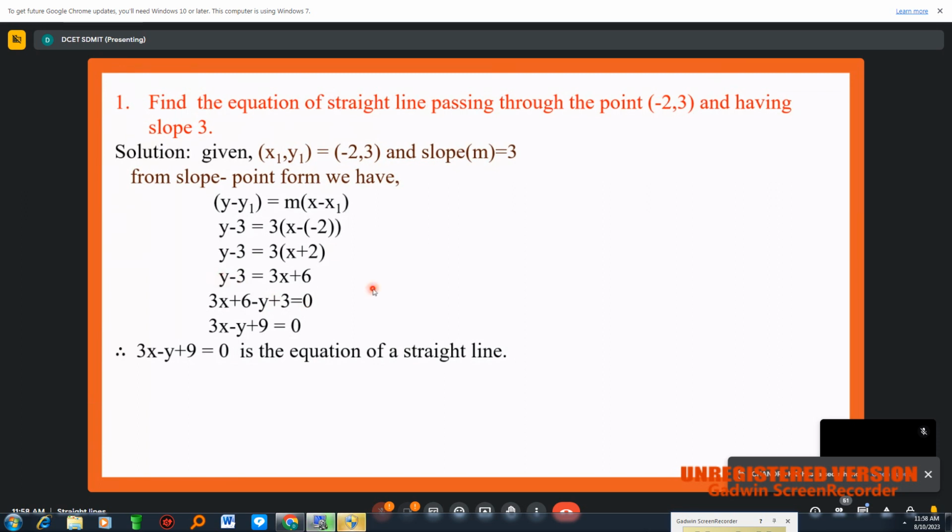So now that is 3x plus 6 minus y plus 3 is equal to 0. ಇದನ್ನ ಈ ಕಡೆ ತಗೊಂಡು ಬಂದಿದ್ದೇವೆ. That is minus y plus 3 is equal to 0. That is nothing but 3x minus y, 6 plus 3 it is 9 is equal to 0. So now this is called as the equation of a straight line. That is 3x minus y plus 9 is equal to 0. So it is cleared. Shall we move on to the next one?